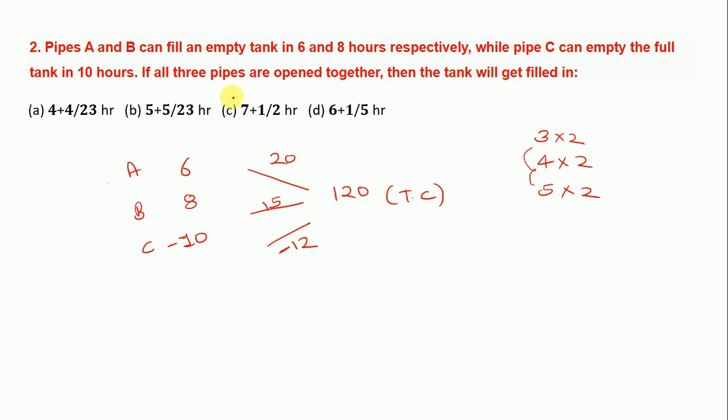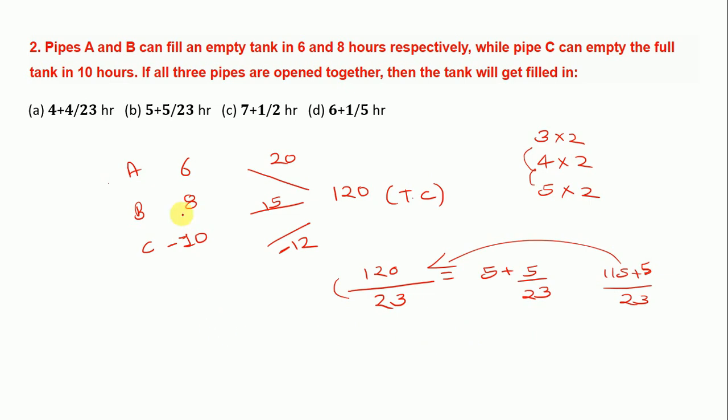Now if all the 3 pipes are open together, then the tank will be filled in, for that, total capacity is 120, total efficiency is equal to 20 plus 15 is equal to 35, minus 12 is equal to 23. So your answer will be 5 plus 5 by 23, because you can divide this or you can simply solve. 5 into 23 is equal to 115, plus 5, divided by 23. So this is the same that we have here. So option B will be correct.